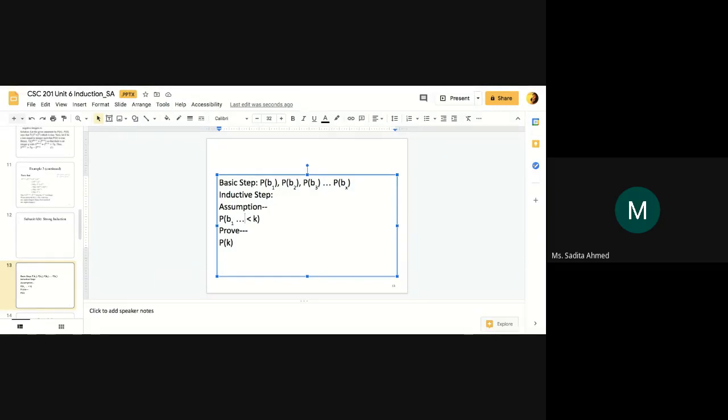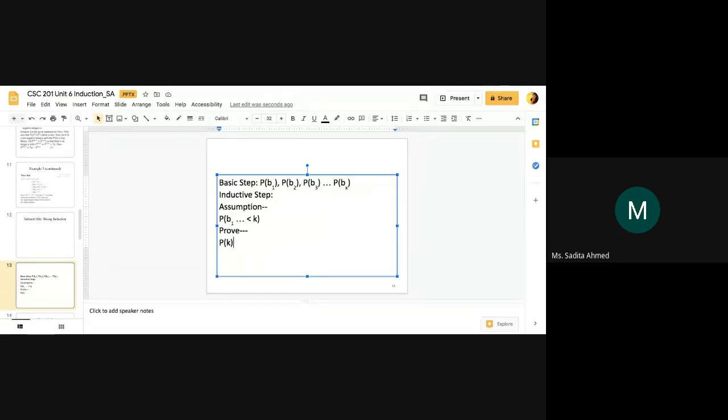All values less than k, for those values, if that's our assumption, we have to prove what? For the next integer. Which one is the next integer? Is it k minus 1? No, it's k. Yeah, so that's what I'm saying. Just don't get stuck on the idea of k plus 1. K plus 1 is there just to represent the next integer.